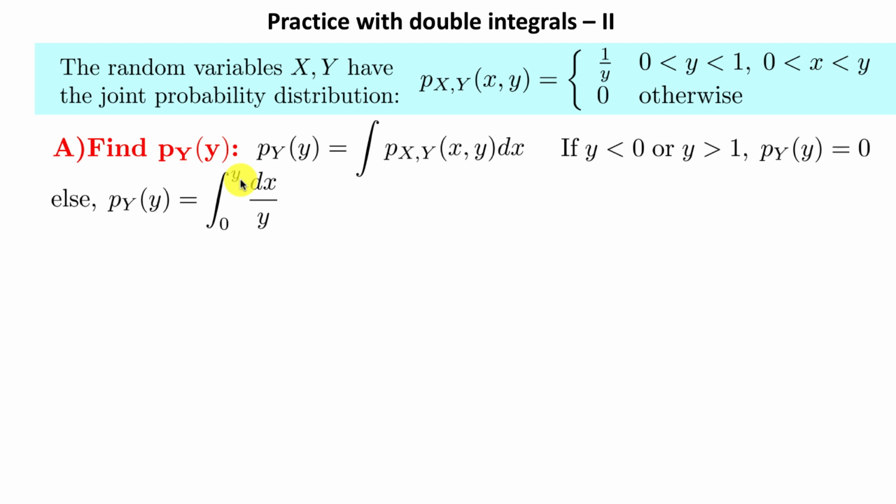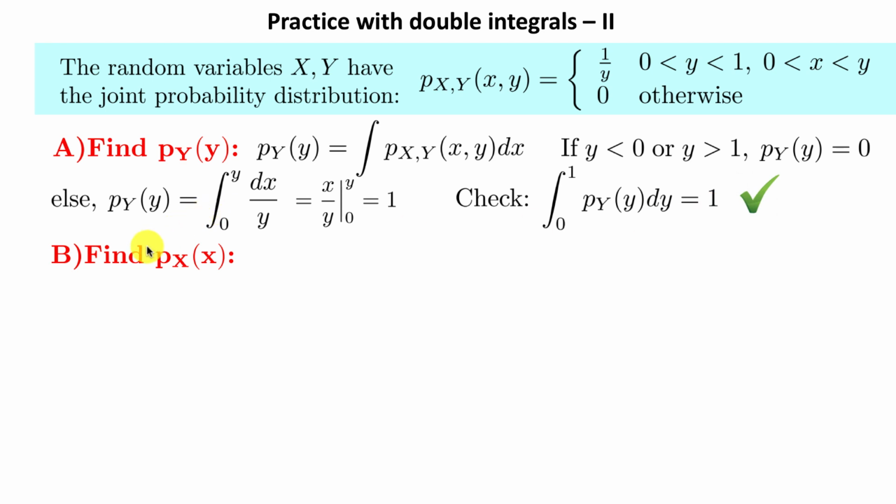We can do this integral trivially because this is just dx between 0 and y, and that gives you y. y divided by y is 1, and so we have an answer. P_Y of y is equal to 1 if y lies between 0 and 1. And of course, it's completely obvious that the integral of p of y from 0 to 1 is 1. That was trivial, but now let's go on to finding P_X of x, the marginal probability distribution in x.